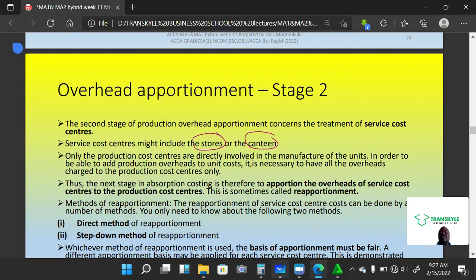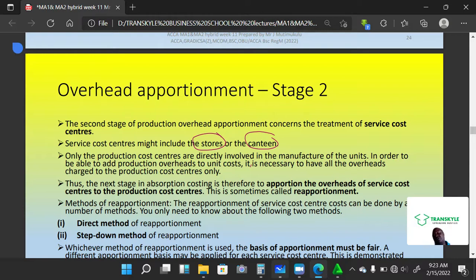All right. By the end of the day, we need to take the costs which have been sustained by these service cost centers into our production. Only the production cost centers are directly involved in the manufacture of the units. In order to be able to add production overheads to unit costs, it is necessary to have all the overheads charged to the production cost centers only. Thus, the next stage in absorption costing is to apportion the overheads of service cost centers to the production cost centers. This is sometimes called reapportionment.